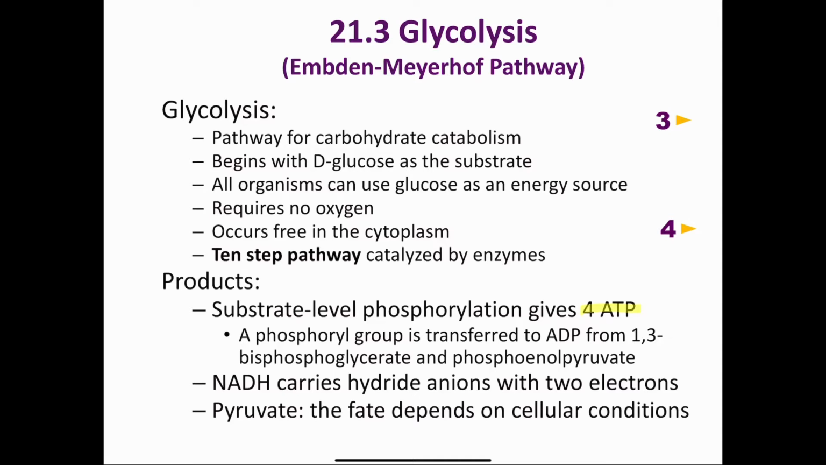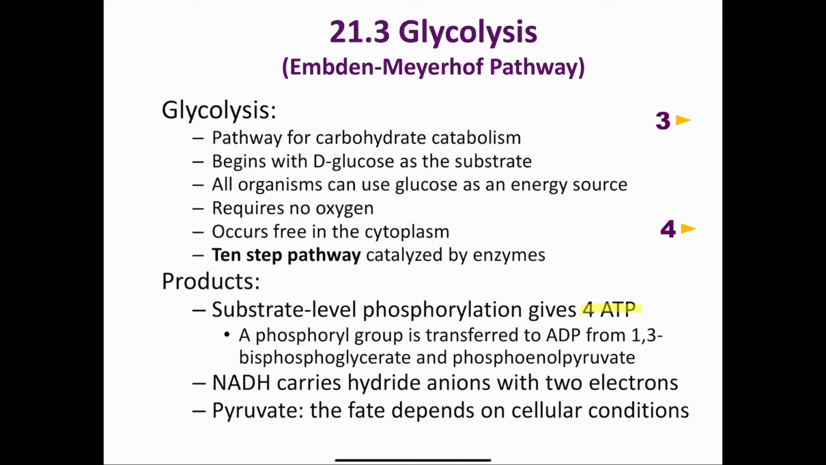4 ATP molecules are formed by the process of substrate-level phosphorylation. In this process, a high-energy phosphoryl group from one of the substrates is transferred to ADP to form ATP. The two substrates involved in these transfer reactions are 1,3-bisphosphoglycerate and phosphoenolpyruvate. Although 4 ATP molecules are produced during glycolysis, the net gain is only 2 ATP molecules because 2 ATP molecules are used early in glycolysis.